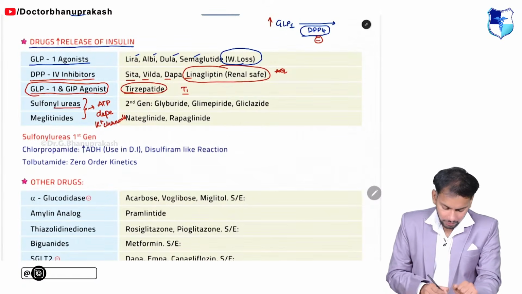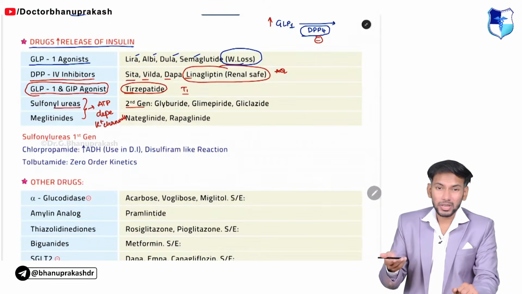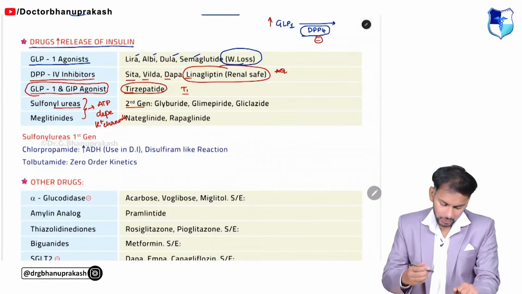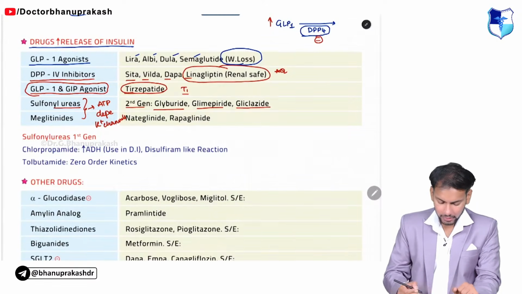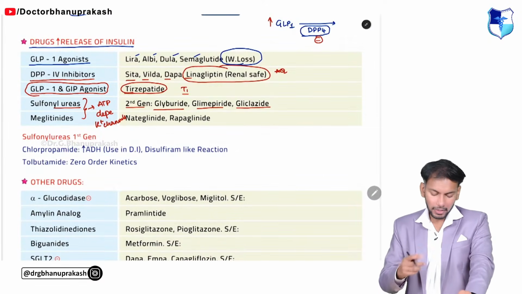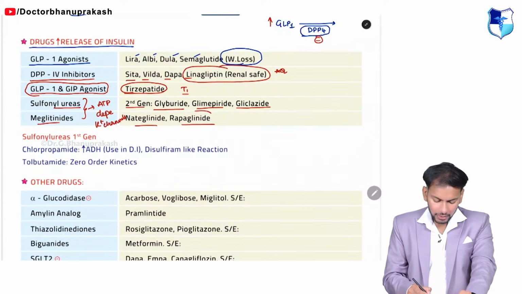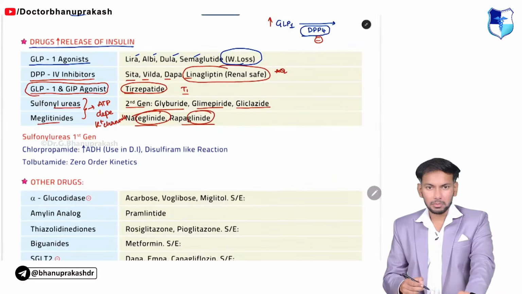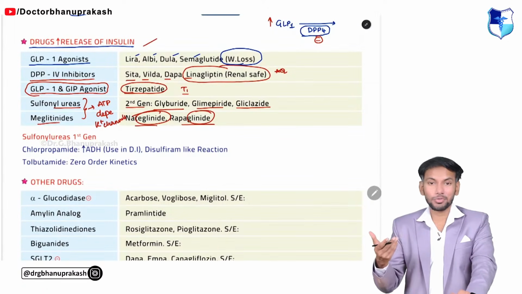Now, in sulfonylureas, first generation are chlorpropamide and tolbutamide. It has a lot of side effects, so not generally used. Coming to the second generation, these are glyburide, glimepiride and gliclazide. Now, meglitinides are nateglinide and repaglinide. So, you will see the name glinide in their names. Did you understand this? This is the first class of drugs that increase the release of insulin.